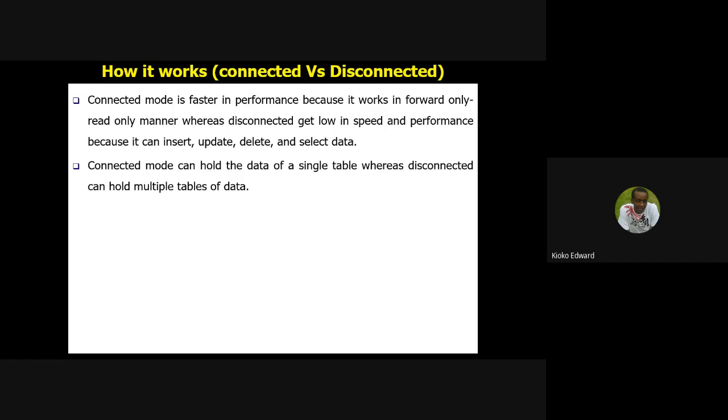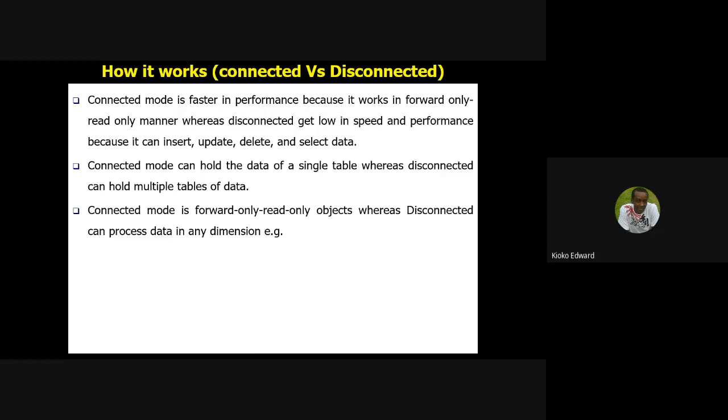In the connected mode, we can only query data of a single table. That means when you are querying data in a connected mode, you cannot query data from more than one table. But in a disconnected mode, where we are using the dataset, we can query or add data from more than one table.